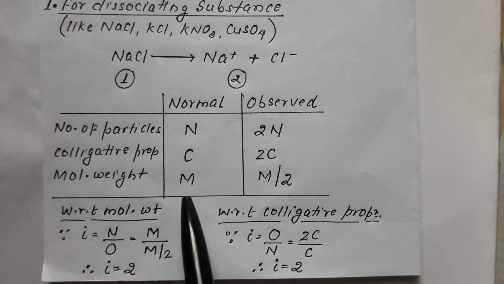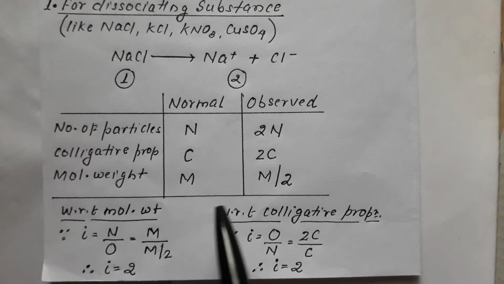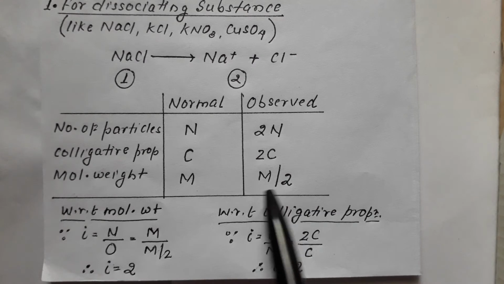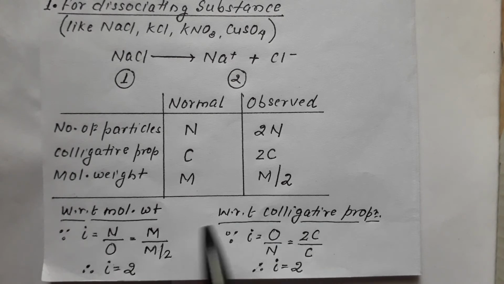Normal molecular weight is m. And what is the observed molecular weight? Observed molecular weight is m by 2. The normal molecular weight is m, the observed molecular weight is m by 2, therefore normal upon observed will give you the value of i. So m upon m by 2, m cancels, i is equal to 2.